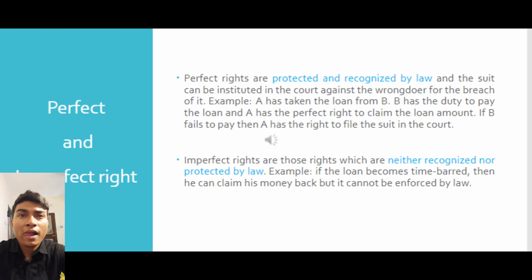Perfect and imperfect rights. Perfect rights are protected and recognized by law, and a suit can be instituted in the court against the wrongdoer for the breach of it. Example, A has taken a loan from B, B has the duty to pay the loan, and A has the perfect right to claim the loan amount. If B fails to pay, then A has the right to file a suit in the court. Imperfect rights are those rights which are neither recognized nor protected by law. Example, if the loan becomes time-barred, then he can claim his money back, but it cannot be enforced by law.